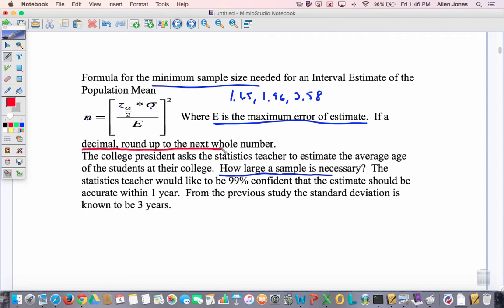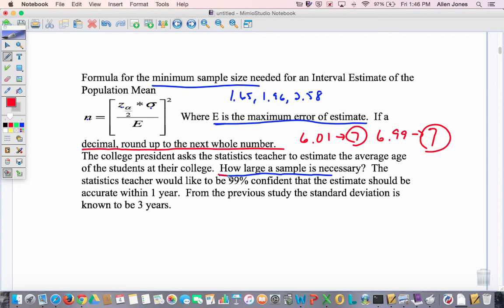Big thing here is regardless of the decimal, it will almost always be a decimal, always round up to the next whole number. So if I have 6.01, I still round up to 7. I have 6.99, I round up to 7. So we always round up the decimal regardless of whether it's a small decimal or a large decimal. Always round up to the next whole number, again because a sample size is going to be a whole number.